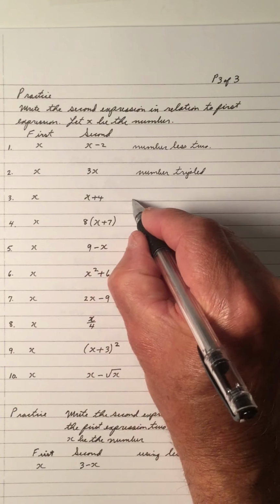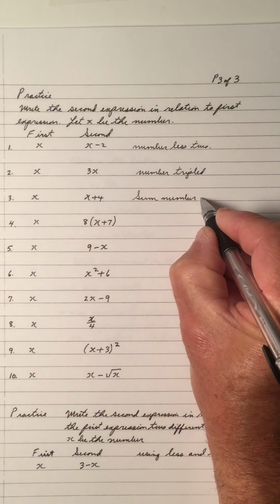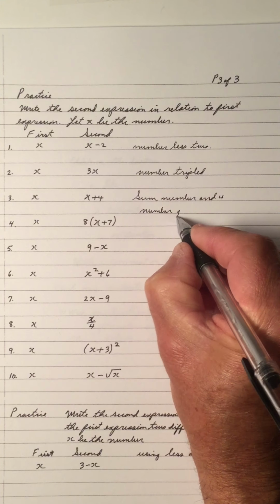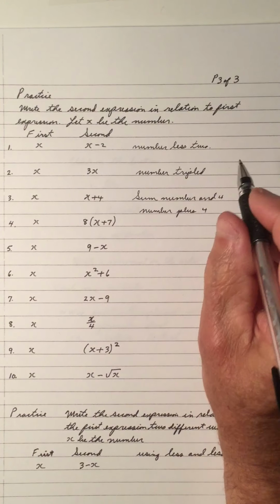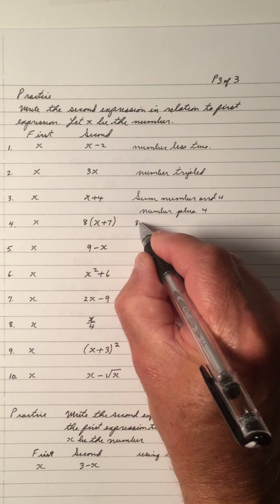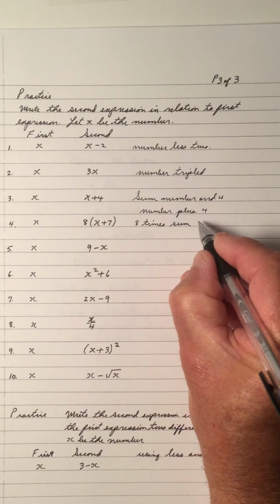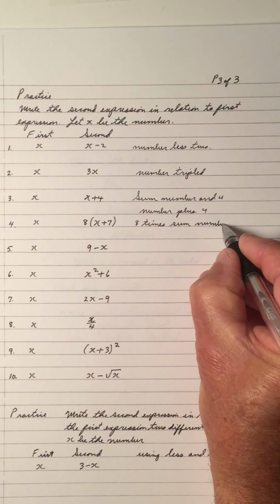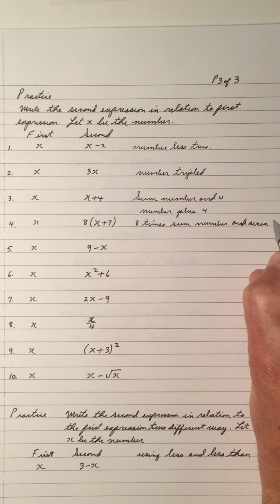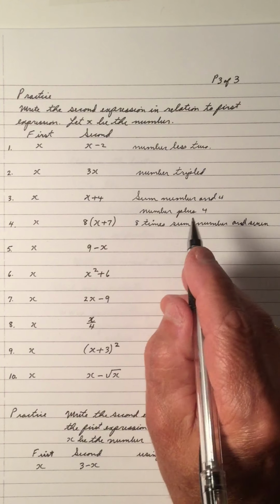And the number 3 is the sum of the number and 4. Or it's the number, you could just say the number plus 4, either way, lots of ways. Number 4, get this again, 8 times the sum of the number, x is the number, and 7. So it's the sum of the two numbers right here, number and 7, and 8 times that.